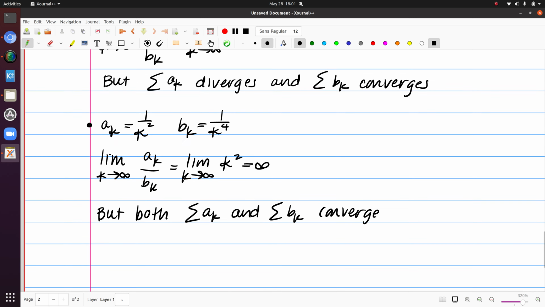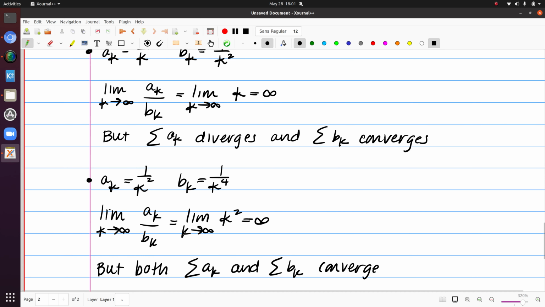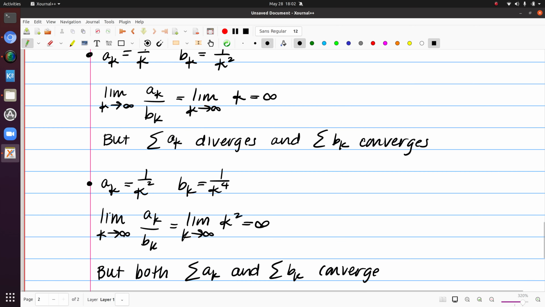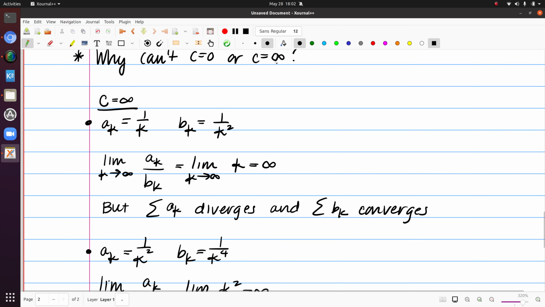So what I'm trying to explain here is that now we've seen examples where we can have the limit infinity, but the series behave differently. The limit is infinity, but they behave the same. So the takeaway from this is that if the limit is infinity, I have no idea what I can conclude. So I have to use a different test. Turns out the same exact thing happens with 0. One way to think about that is if I swap the roles of a k and b k in these examples, the limits would be 0, but we'd have the same conclusion.